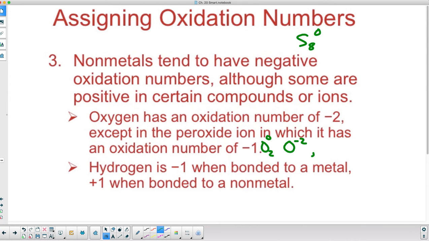Okay, so here's a case where you have peroxide. Oxygen still has a -2, but there are 2 oxygens. That's a case where there's peroxide, and each of those oxygens would have an oxidation number of 1.